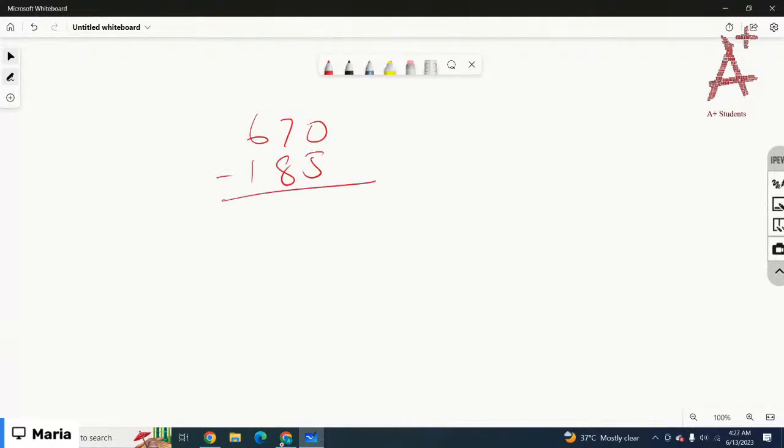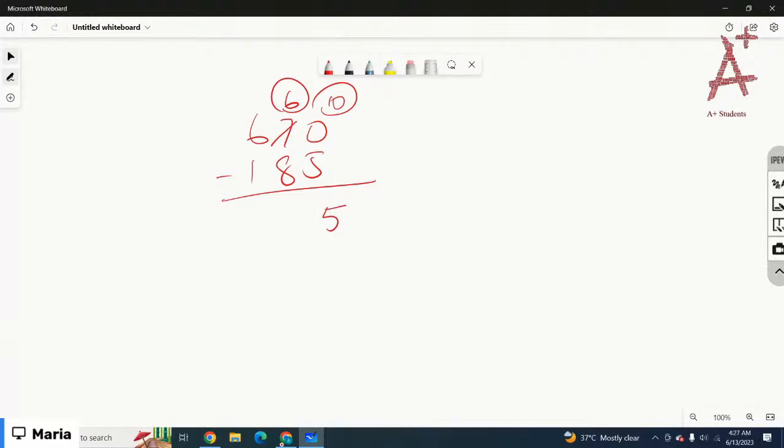670 minus 185. Okay, you have to start from the rightmost digit. You have to do 0 minus 5. You cannot subtract 5 out of 0 because 0 is smaller. So you have to make it greater. So you have to borrow 1. It would be then 6 here and it makes 10 here. Got it? 10 minus 5 would be 5.